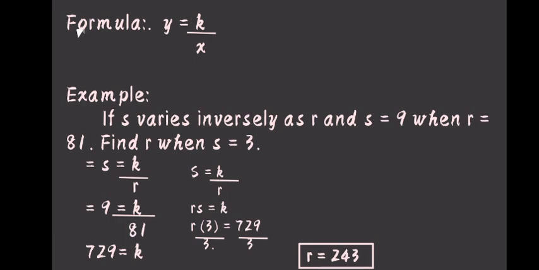We need to find k first, so s = k over r, and our s is 9 = k over 81, which is the value of r. So 729 is our k. s = k over r. r times 3 = 729, which is our k. Divide both sides by 3. r = 243.